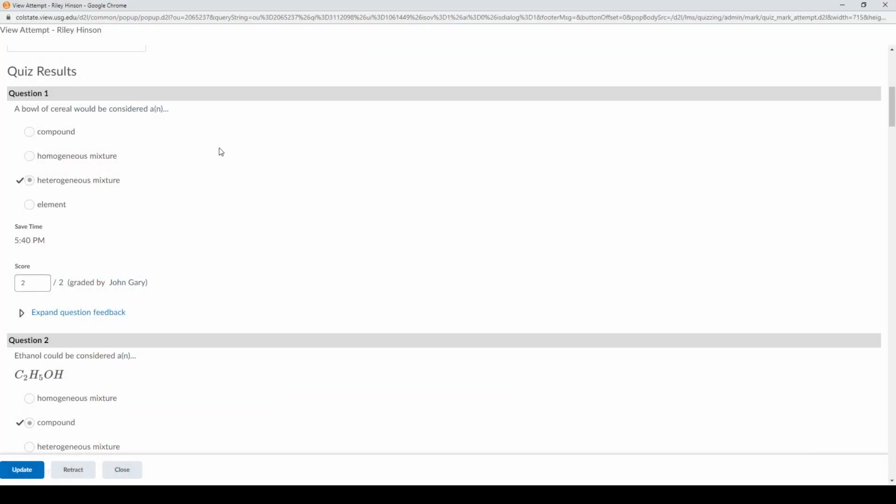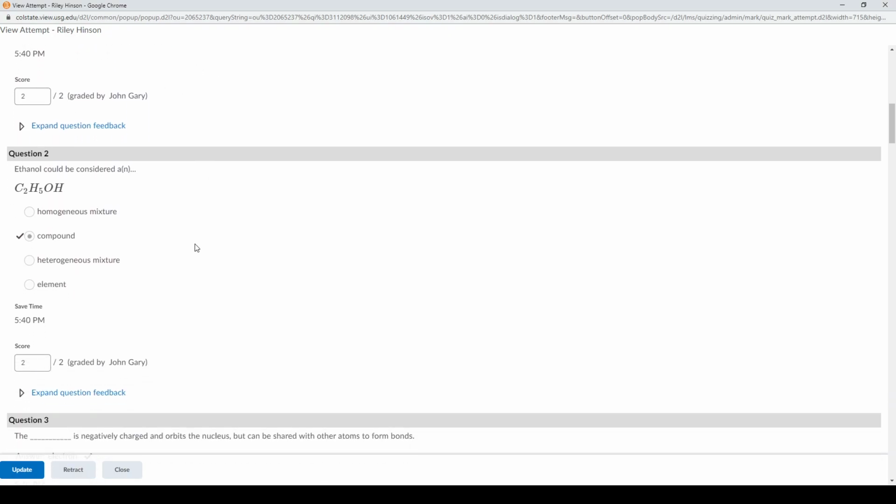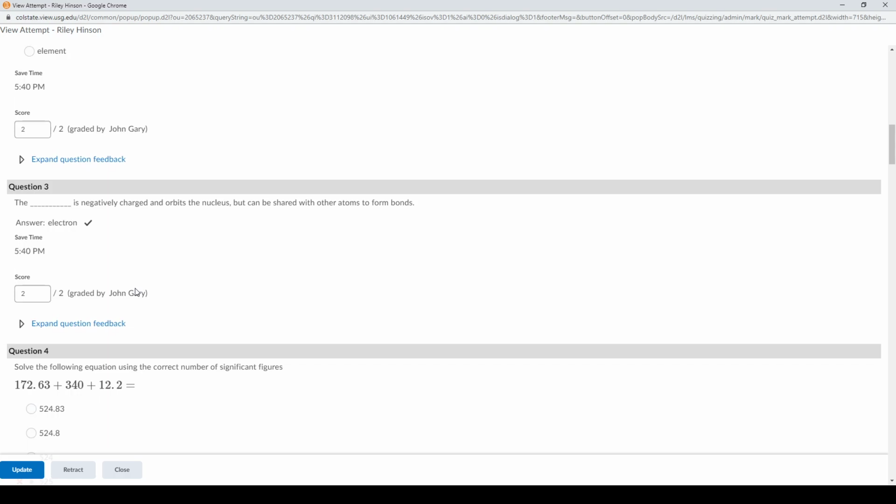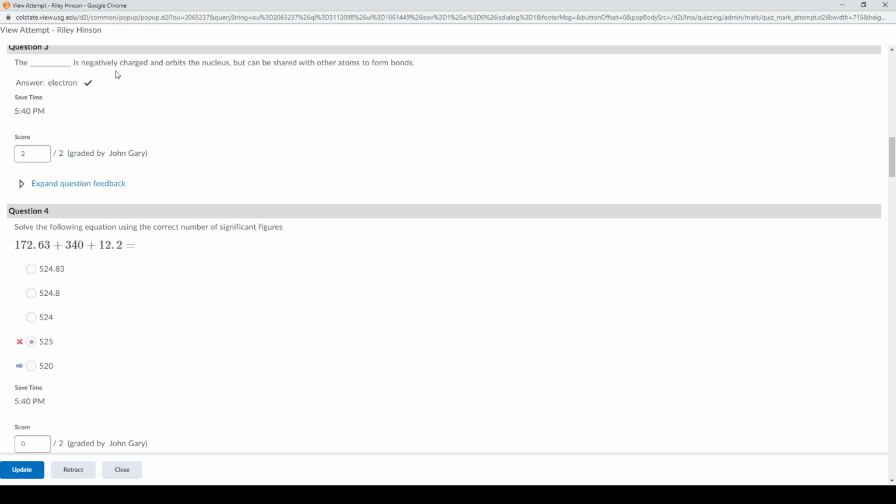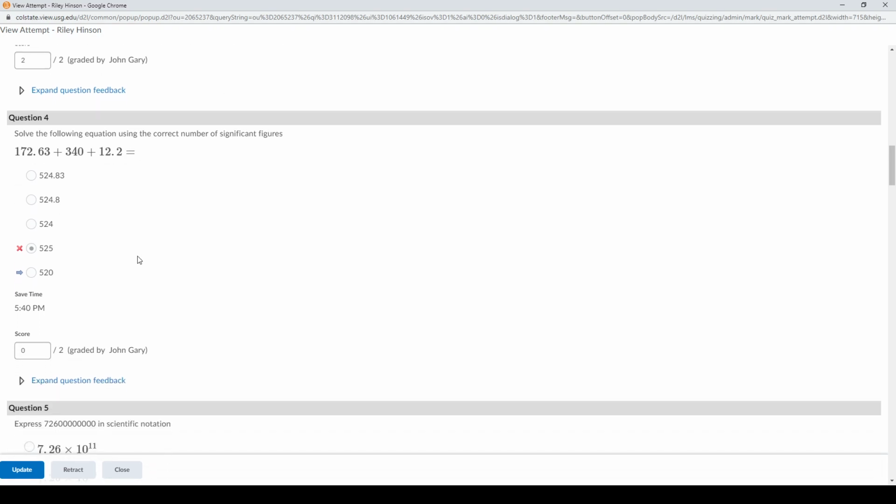All right. So, bowl of cereal. Most everybody got that one. Ethanol. Remember, if there's not more than one substance, then it can't be a mixture. In this case, it has multiple elements: carbon, hydrogen, oxygen. But it doesn't have anything except ethanol, so it can't be a mixture. It has to be a compound. The electron is negatively charged. I think you'll be able to go in and see the answers.